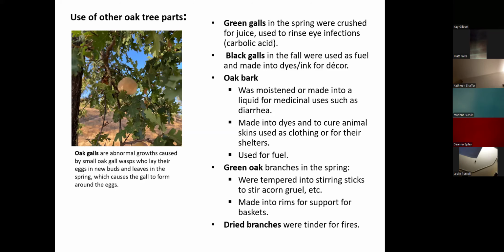So, green galls in the spring were crushed to make a juice for rinsing the eyes. Black galls from the fall were used as fuel and made into dye, ink, or decor and dye. Oak bark was moistened and made into a liquid for medicine, which was used for diarrhea. And oak bark was also made into dye to cure animal skin, used as clothing for their shelters, and they were used for fuel.